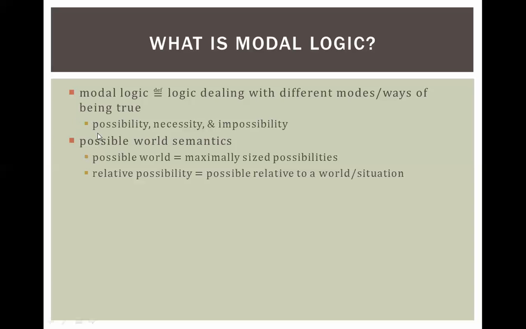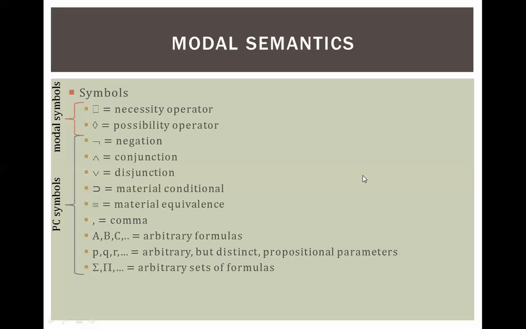And in order to do this, we'll be using possible world semantics, where a possible world is a maximally sized possibility, right? So back to those circles that we were showing you, you can list out all the facts, and if you added any additional facts, then you would come to some kind of contradiction. So you couldn't make it any bigger without making it an impossible world. And this relative possibility, possible relative to a world or situation, will become a little clearer when we get to the third part of this.